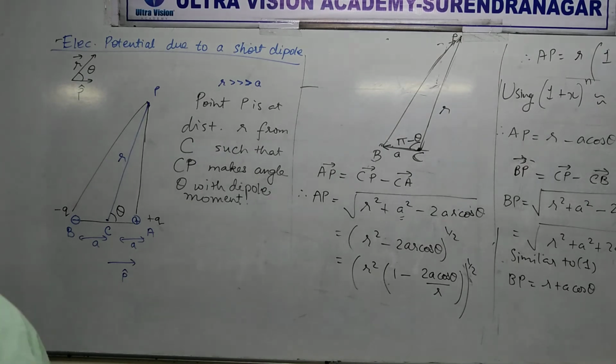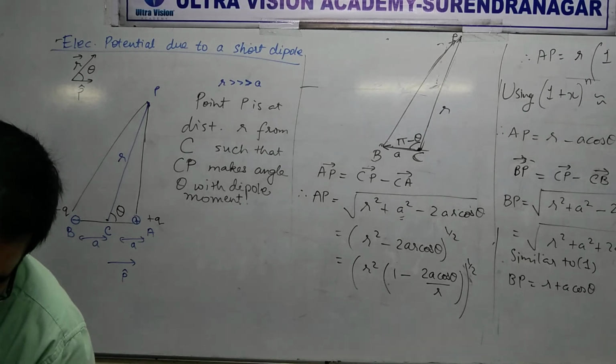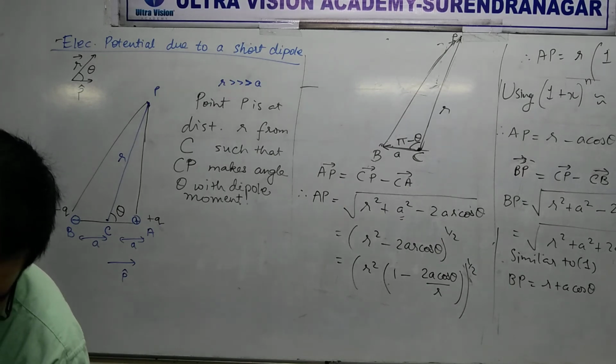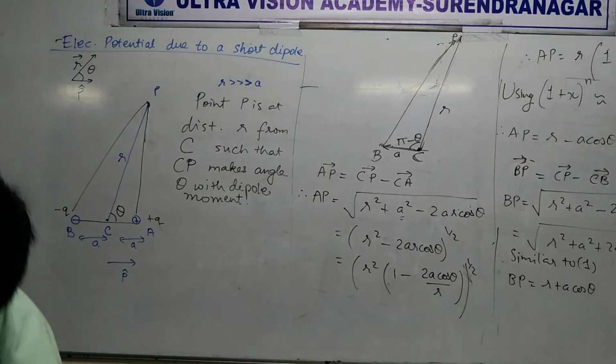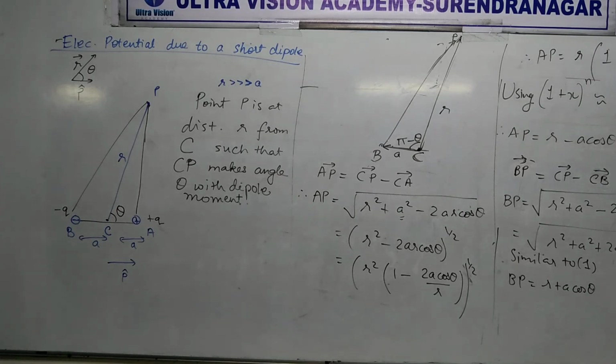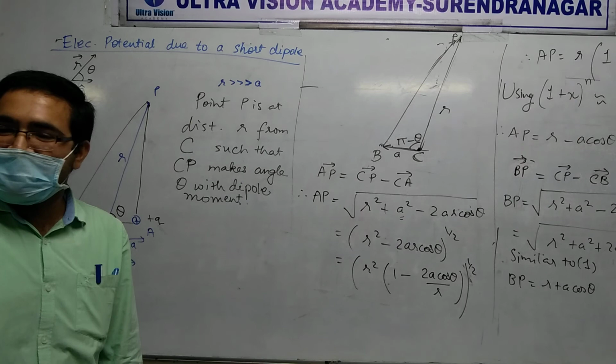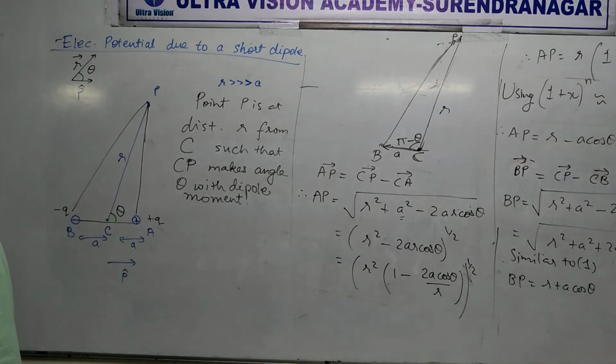Here, it's on page number 56. Now by geometry, r1 square equal to r square plus a square minus 2ar cos theta. So geometry. You see how they are writing? They are hiding all the maths. Actually, you can do it by cosine rule also.